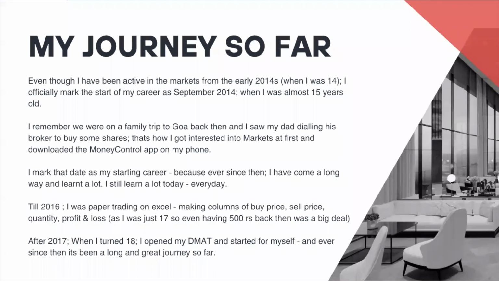So till 2016, I was just 17 years old, so I did not really have a lot of money by myself, of course. And opening a Demat account till the age of 18 is almost impossible. So back then I used to do it in Excel. I used to make buy price, sell price, quantity, profit and loss. And I used to just practice randomly on charts and see how these things were working out. So just the hit and trial basic method.